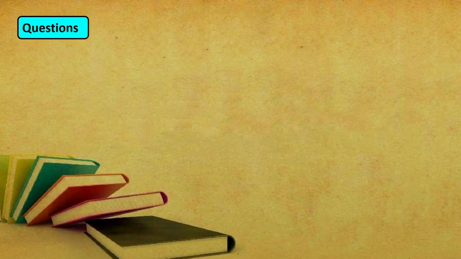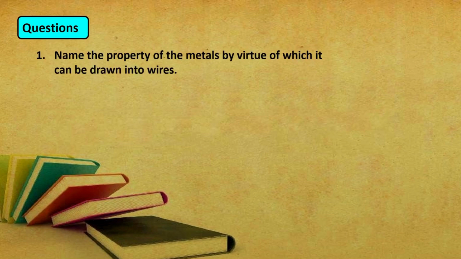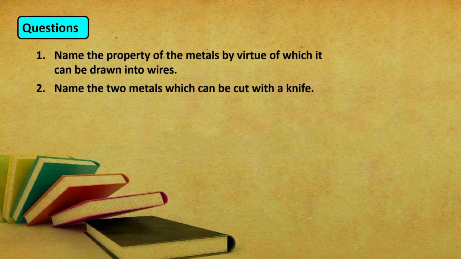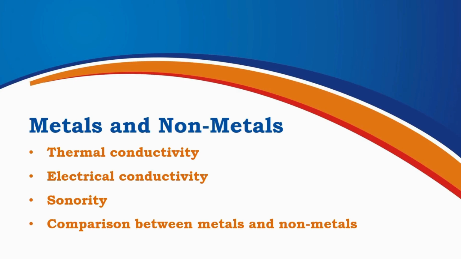Now, again, students, you should write the questions and the answers in your copy. Now, follow the questions. Question number 1: name the property of the metals by virtue of which it can be drawn into wires. Name the two metals which can be cut with a knife. Next properties: thermal conductivity, electrical conductivity, sonority, comparison between metals and non-metals.